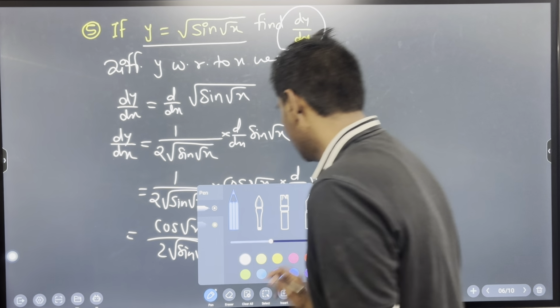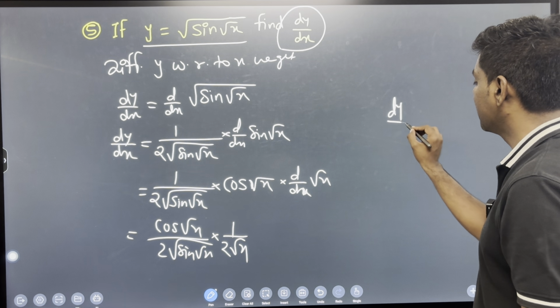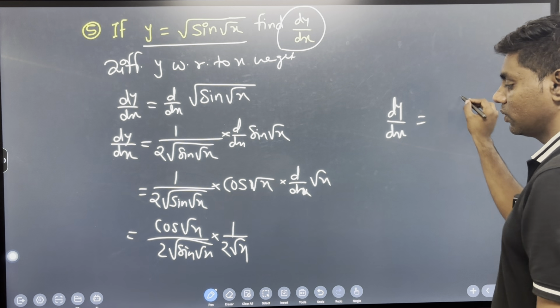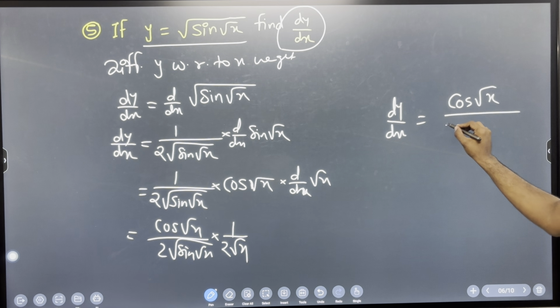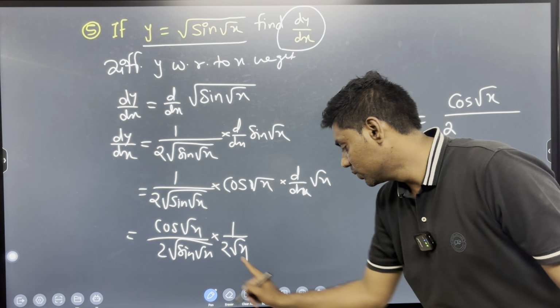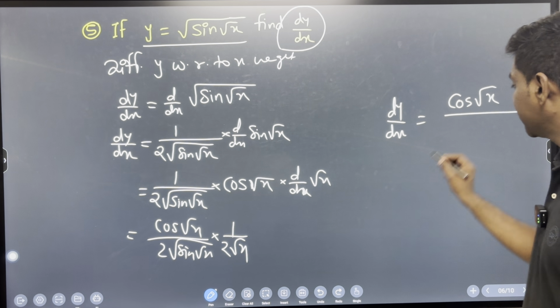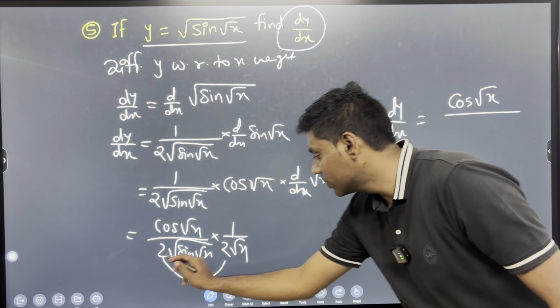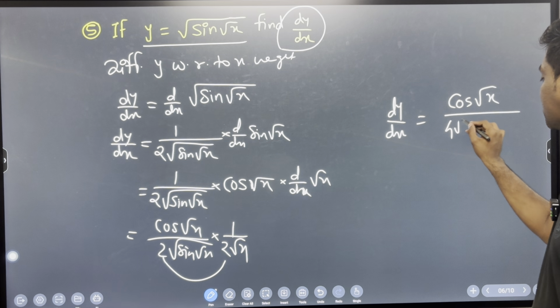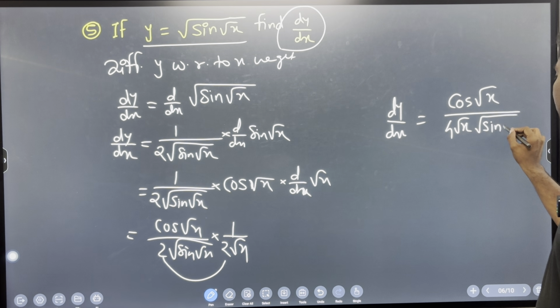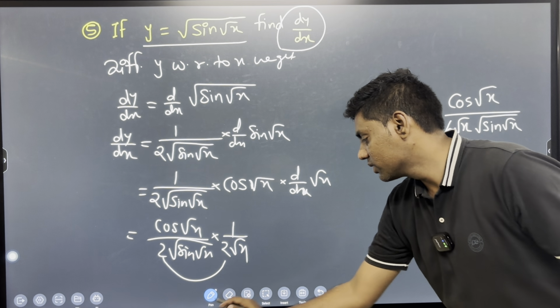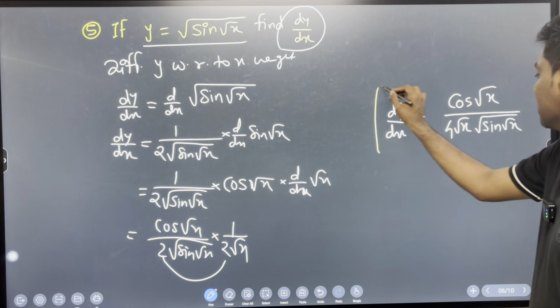Therefore dy by dx is equal to cos of under root of x divided by 2 into, sorry, 2 twos are 4, 2 into 2 is 4 times root x, and the remaining term is under root of sine of root x. Now this is the final solution of the given question.